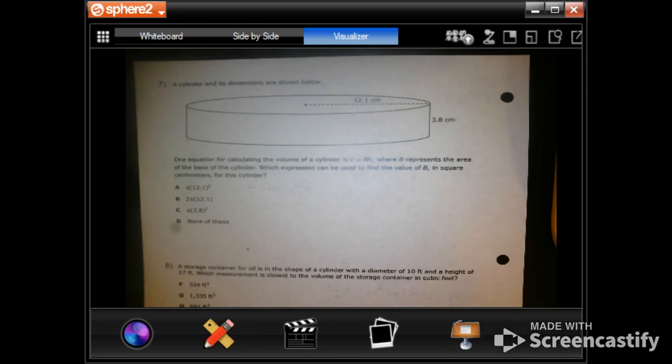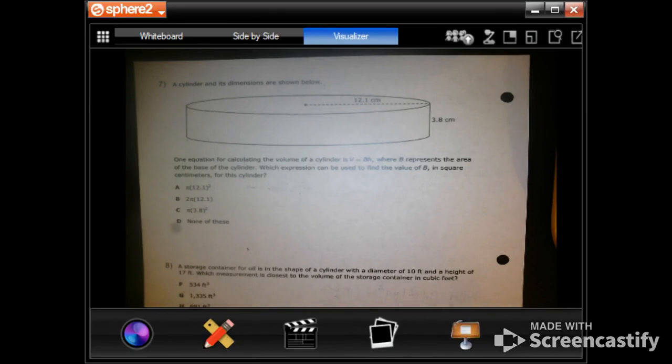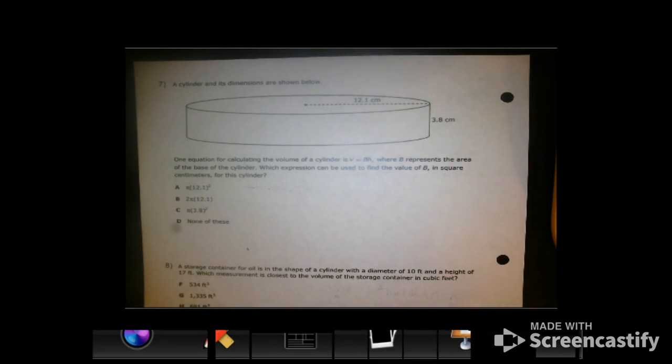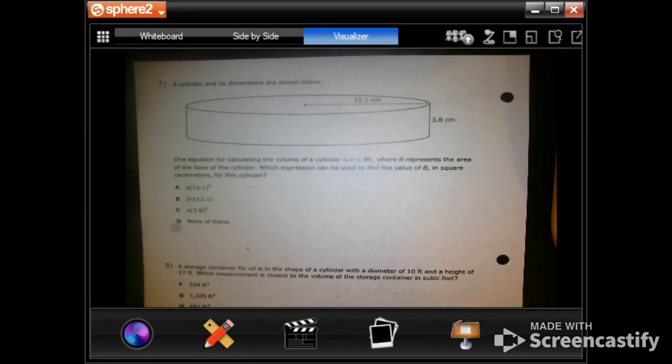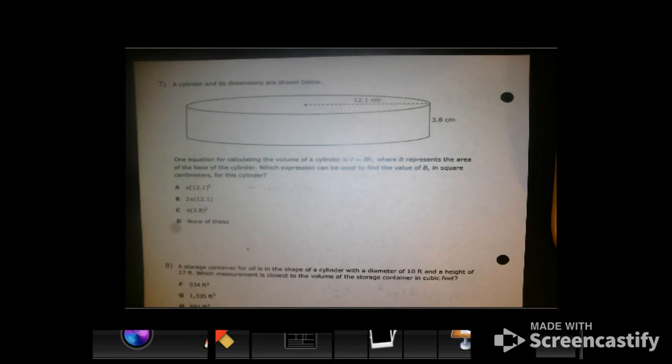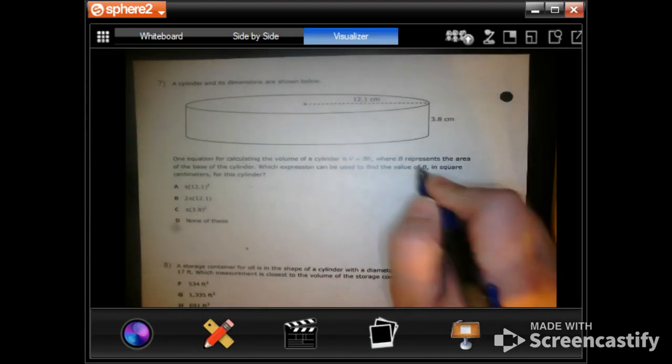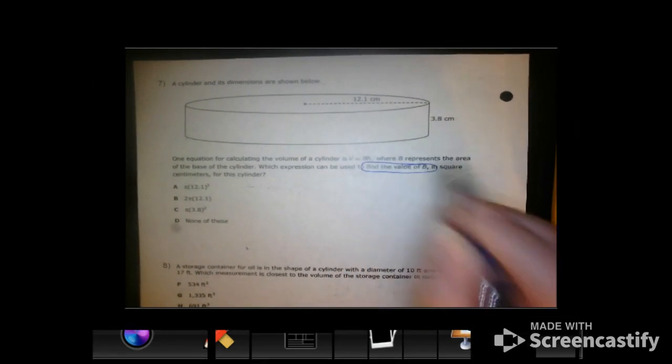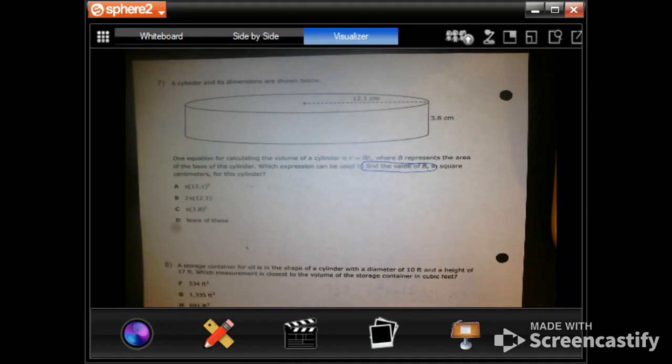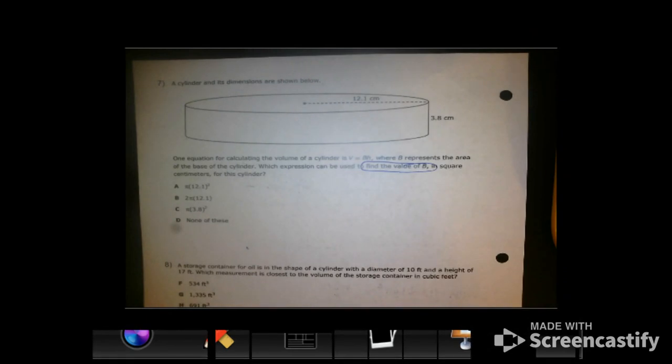Now, a lot of people on number 7 were getting it wrong because they really didn't pay attention to what the question was asking. What is the question asking? Find the value of B. Did it say to find the volume? No. How do I find the value of capital B?